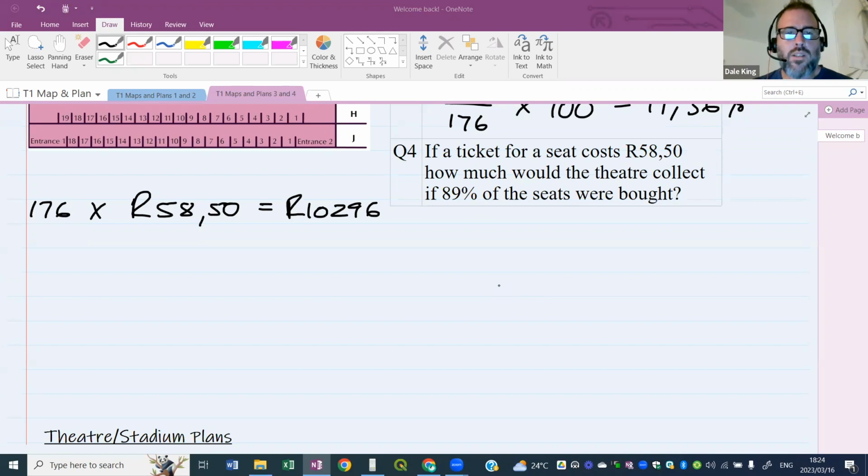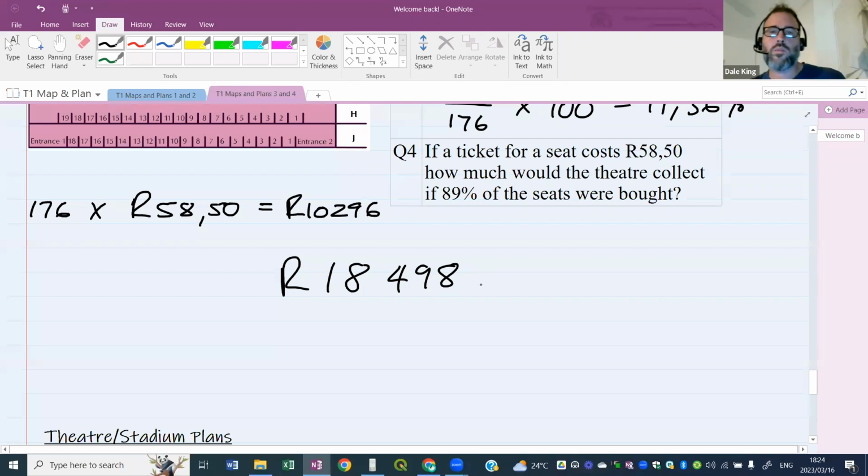I'm going to do this one now, but I'm going to see some people with answers. For example, I'm going to make up a number. Let's say 18,498. Let's say this was an answer from someone. Okay, let's have a look at this. In the previous question, when this wasn't 89%, and I used the words all of the tickets were bought, then we said if all the tickets are bought, we must put 176 times 58 Rand 50, which means all the tickets. So this 176 is 100% of the tickets, all of them, right? I'm sure you can agree on that.